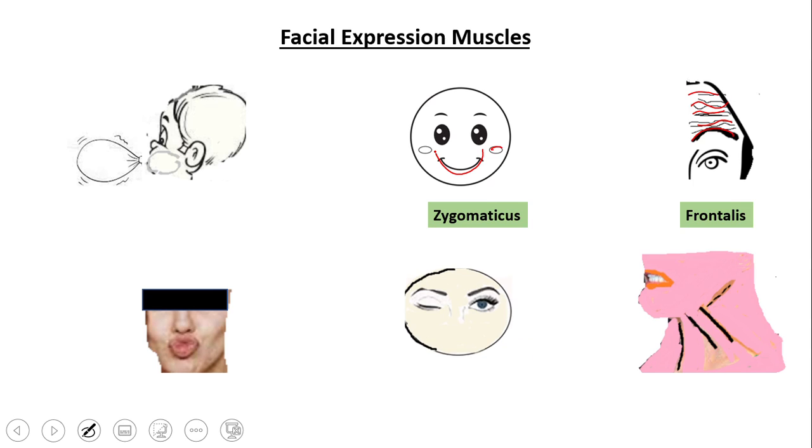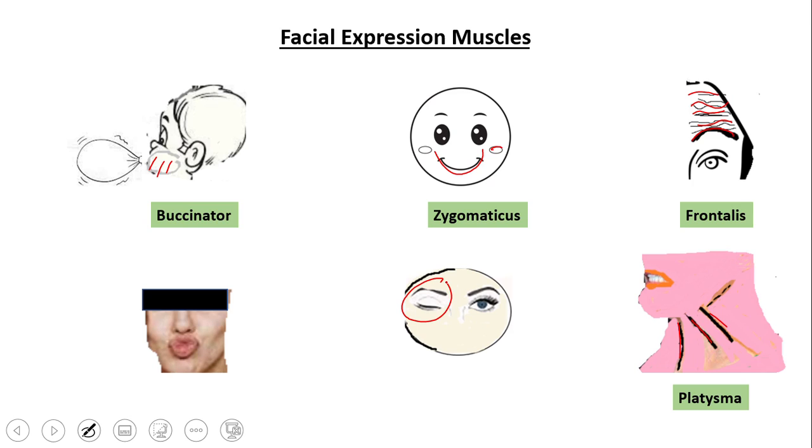The muscle inflating the cheeks and blowing a balloon is buccinator muscle. The muscle that tenses the skin of the neck, leading to that dislike facial expression, is the platysma muscle. How about the muscle that winks and closes the eyelid?